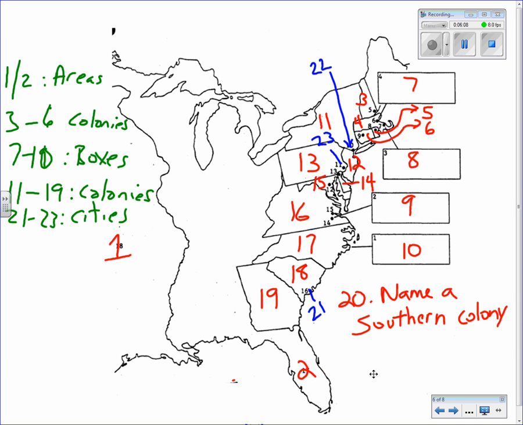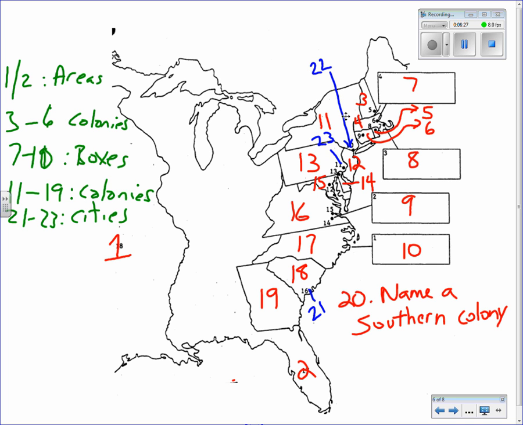Okay, now that you're back, hopefully you've numbered your paper at this point, and I will just quickly go through the instructions. 1 and 2 are the areas. 3 through 6 are colonies up here. 7 through 10 are the boxes and what they're pointing to. 11 through 19 are more colonies going down south here.